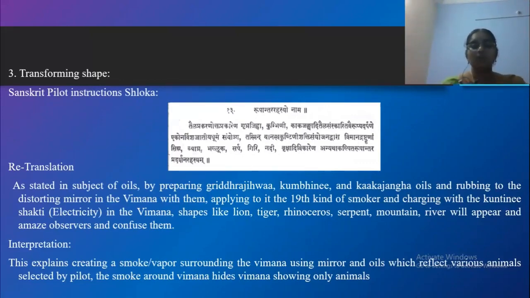He can choose many things. So when he wants the Vimana to look like a lion and make the enemies afraid, the pilot can use the device and click on it, and then the Vimana appears like a lion. Like that, there are many such advanced features. The smoke around the Vimana hides the Vimana, showing only animals. So it is so advanced.